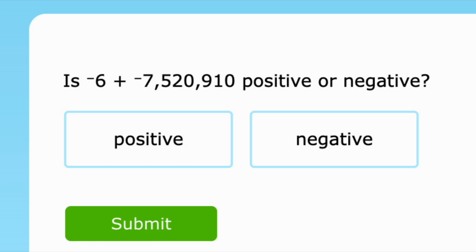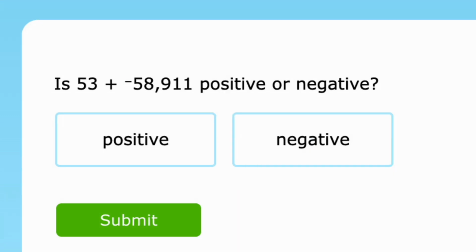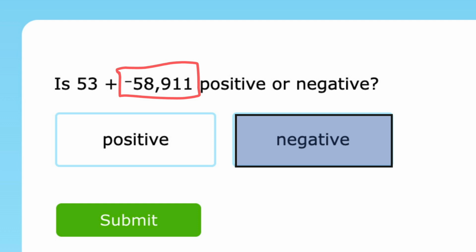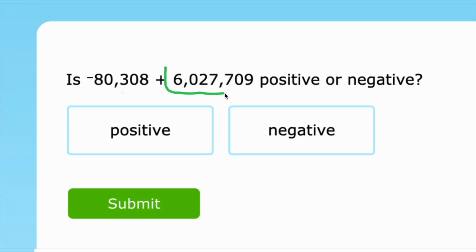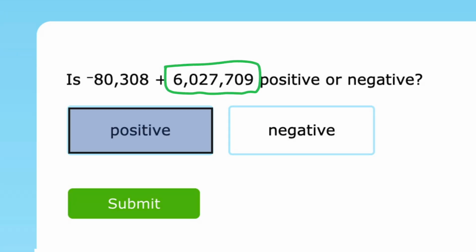So for questions like these, where it asks if our answer will be negative or positive, all you need to do is look at the sign of your bigger number. In this case, our bigger number is negative, so the answer must be negative. In this next example, once again, our larger number is the negative number, so once again our answer is negative. And in this example, our larger number is positive, so our answer must be positive.